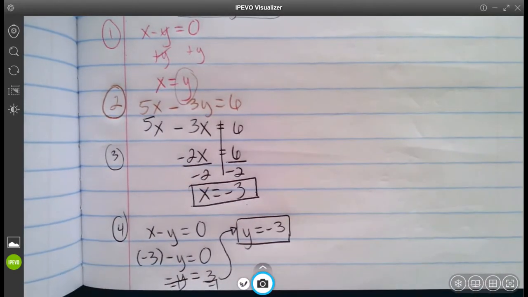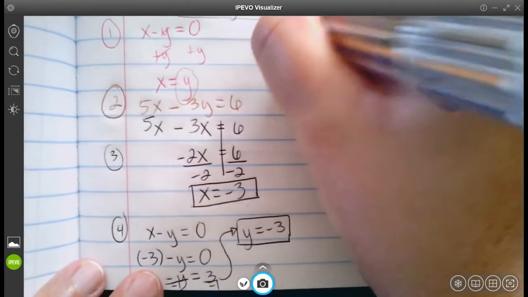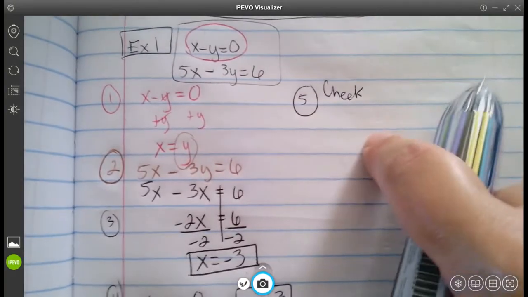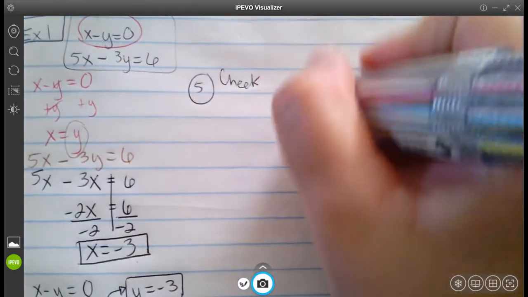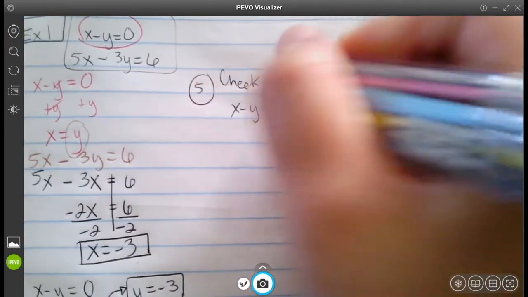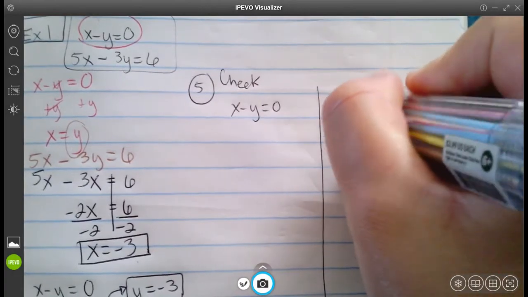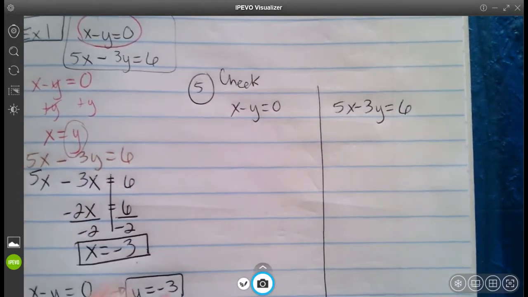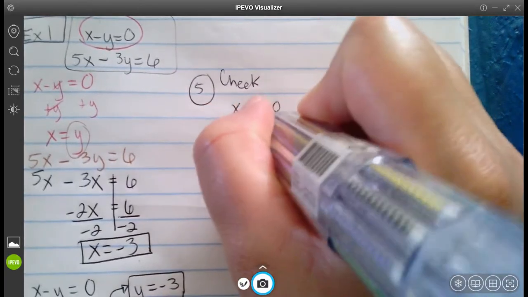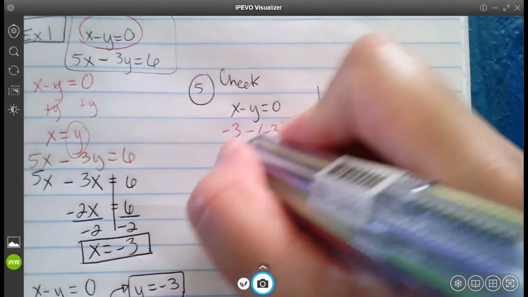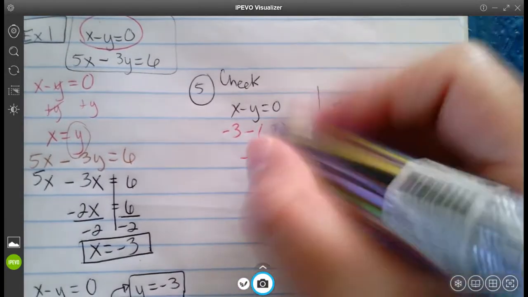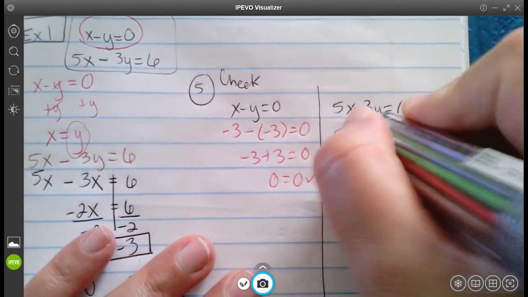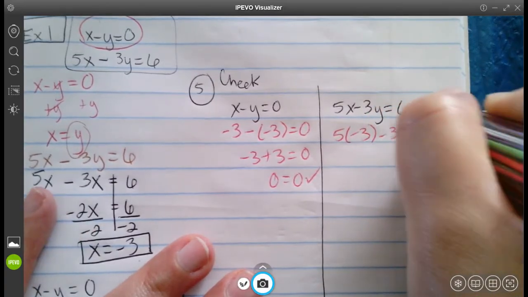Step number 5 is to check both solutions. So for step number 5, I'm going to check that this is true. I have to plug it into both equations. So there's the part where it's going to be a little bit of work here. x minus y equals 0, and 5x minus 3y equals 6. Let's do this side first. If both of these are equal to 3, then I'll have 3 minus 3 equals 0, which gives me 0 equals 0. We're good to go. On this side, I have 5 times 3 minus 3 times 3 equals 6.